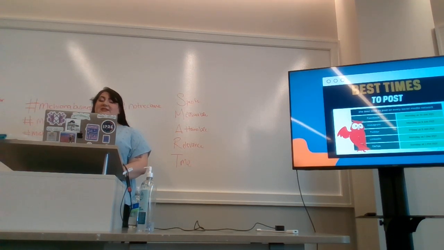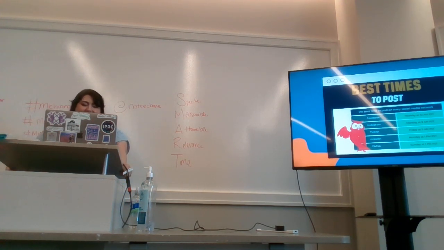So here are the best times to post. This is for every social media network. For Facebook, it's Monday at 10 a.m. Pacific Standard Time, which is 1 in the afternoon, I think, our time. This is from a resource called Hootsuite, so it's Pacific Standard Time. Instagram is Monday at 9 a.m., which is noon our time.